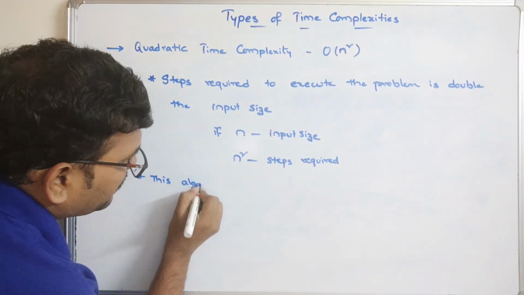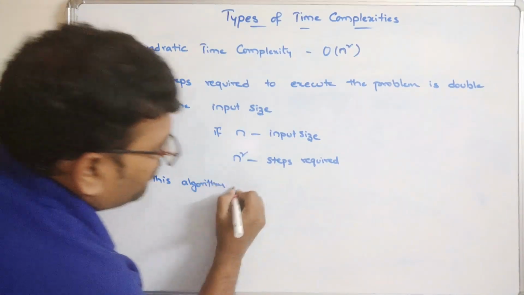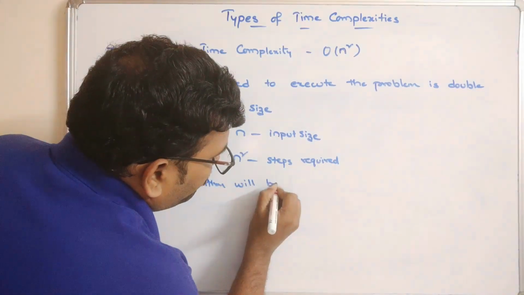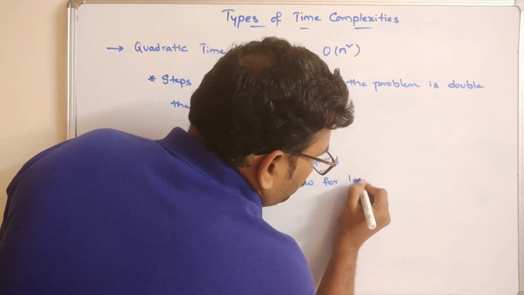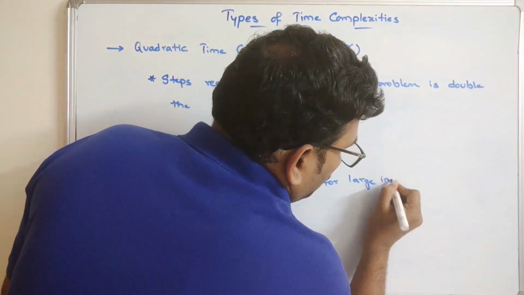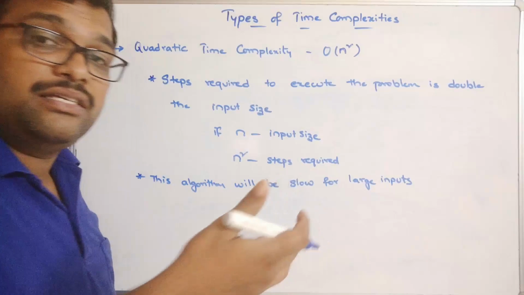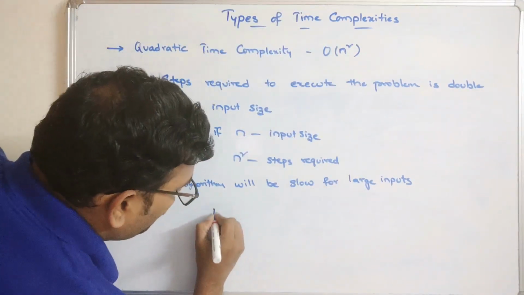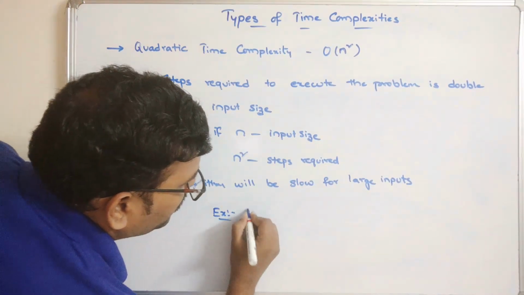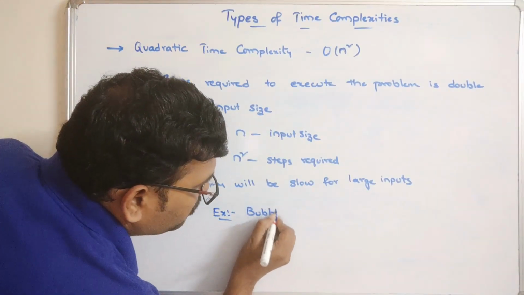So this type of algorithm will be slow for large inputs. If the input is large, the number of steps required will also be large. Right? The best example for this type of complexity is bubble sort.